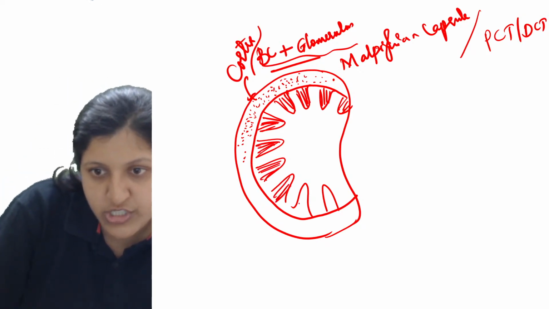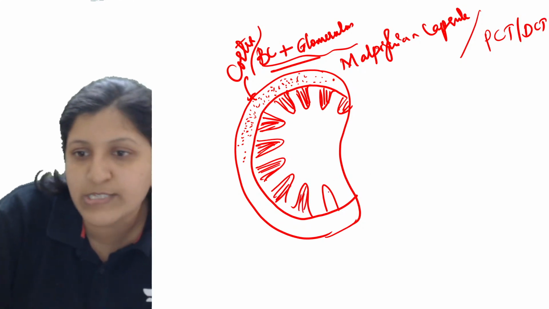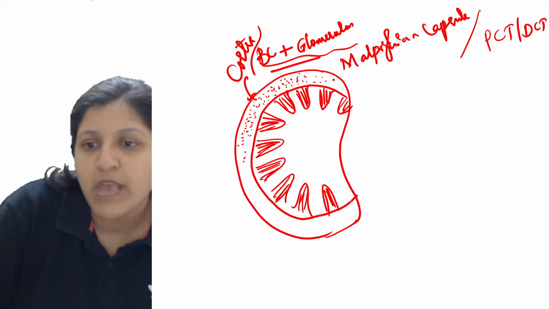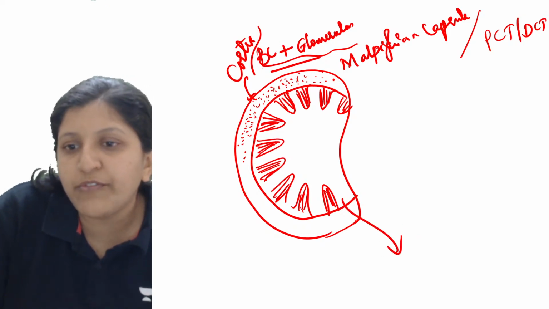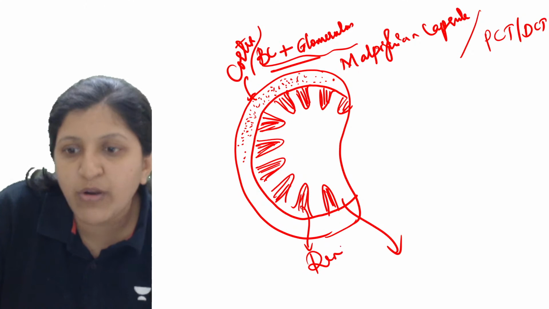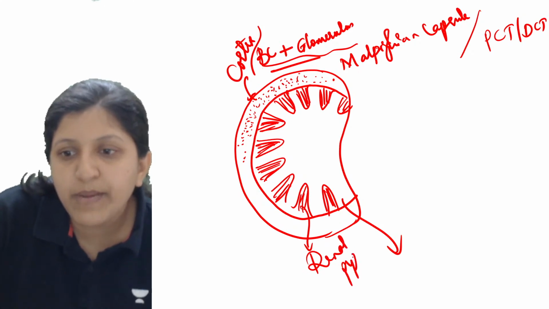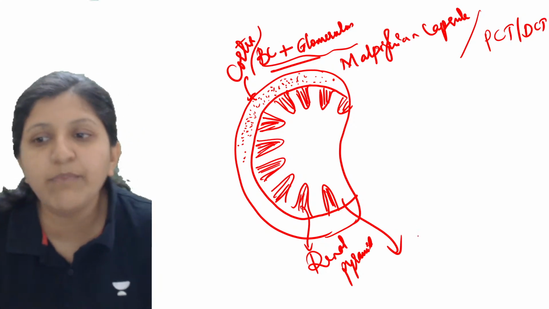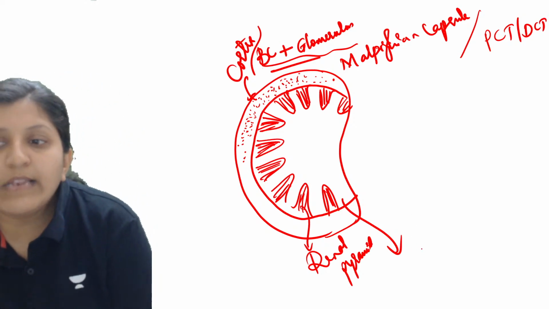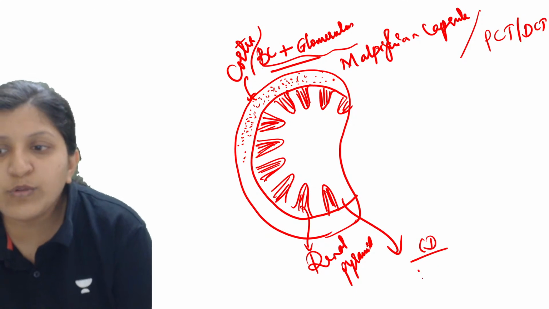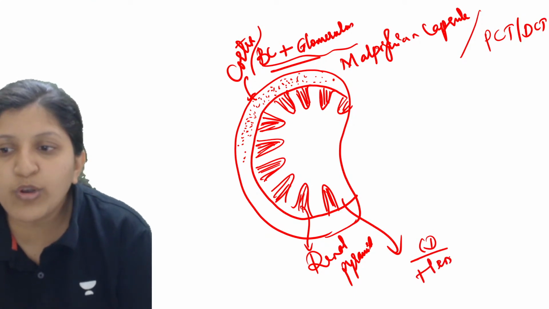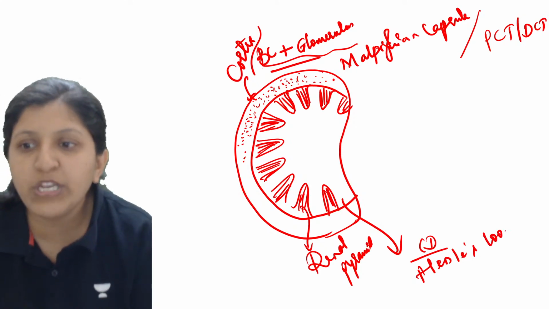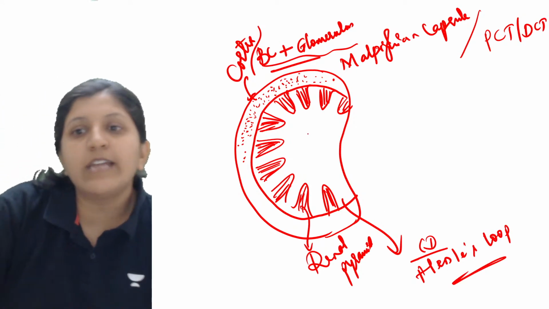Can anybody tell me what these striations are? This one is the medulla region. In the medulla region you can find the renal pyramid. So what is this renal pyramid? The renal pyramid is basically made of the collecting duct and also the loop of Henle. So this is the Henle's loop formation, and the collecting ducts are present here.